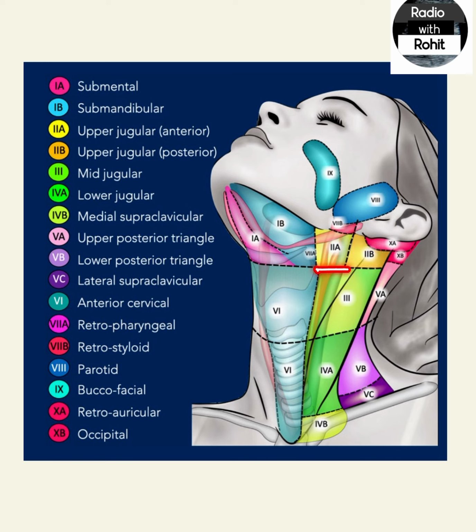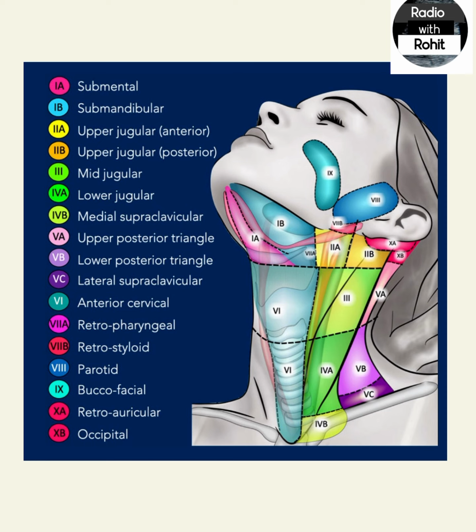The level in between these two lines, hyoid and cricoid, is level 3, also called the mid-jugular level. Level 4 is the lower jugular level, which is further divided into 4A and 4B. 4A is our lower jugular and 4B is the medial supraclavicular level. So we will revise it. Submental is 1A, submandibular is 1B, anterior jugular upper level 2A, posterior jugular upper level 2B, mid jugular 3, 4A is lower jugular, and 4B is medial supraclavicular level.